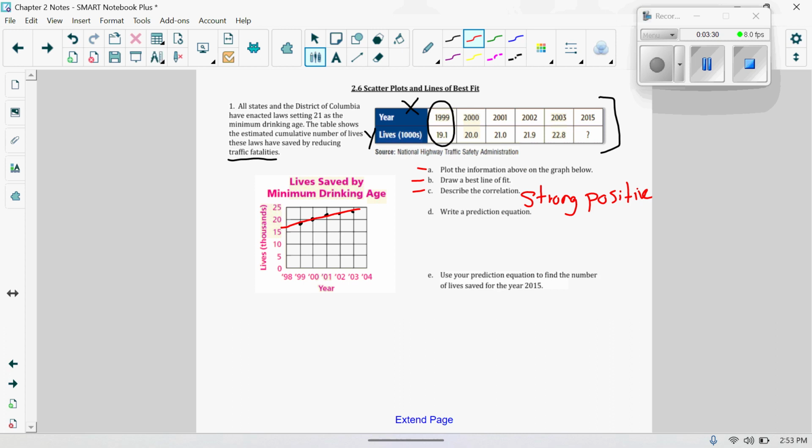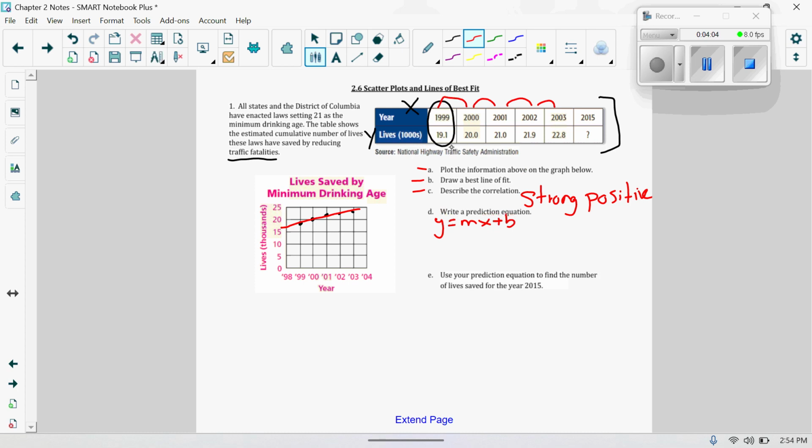And then next we need to write a prediction equation. Now this does not need to be exact. We're just going to kind of guesstimate. So we're going to try it one way in this question and try it another way in the next question. So we're going to try writing a prediction equation in slope-intercept form. So we need to think about what is our slope, or what is our rate of change as we go up here, and then where do we cross the y-axis.